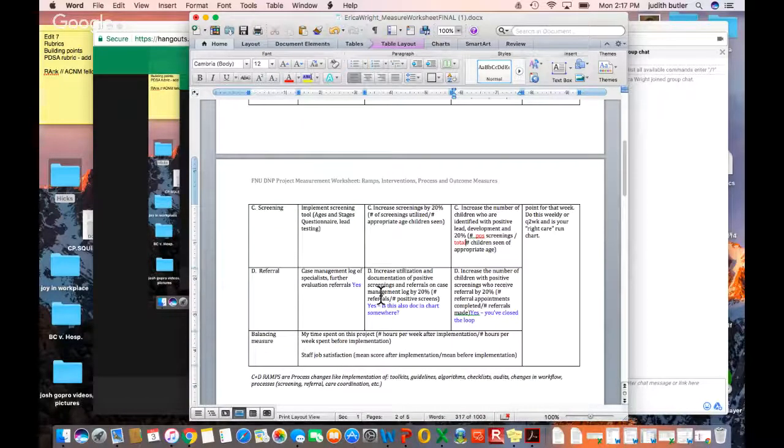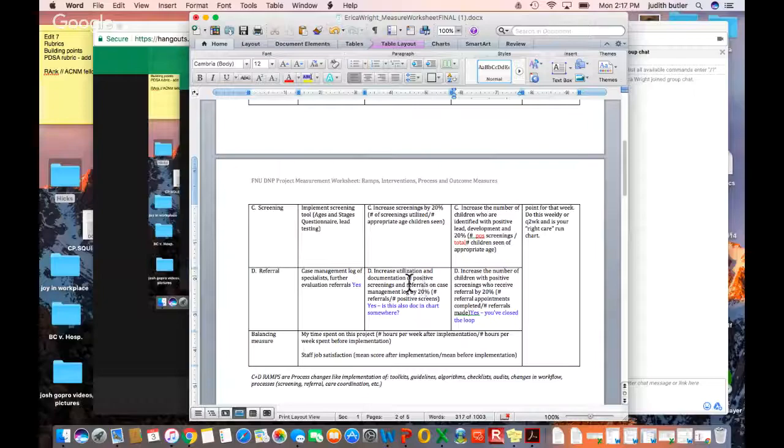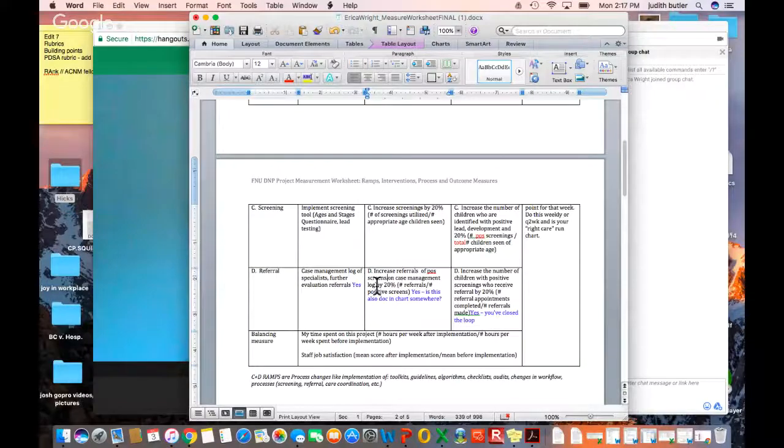Now, you're going to have to do what? If you find out they have poor vision or they're developmentally delayed, what do you need to do? Make a referral. Right. Document it. So this is how we measure it. So you're just going to increase referrals of positive screens, period, by 20%.